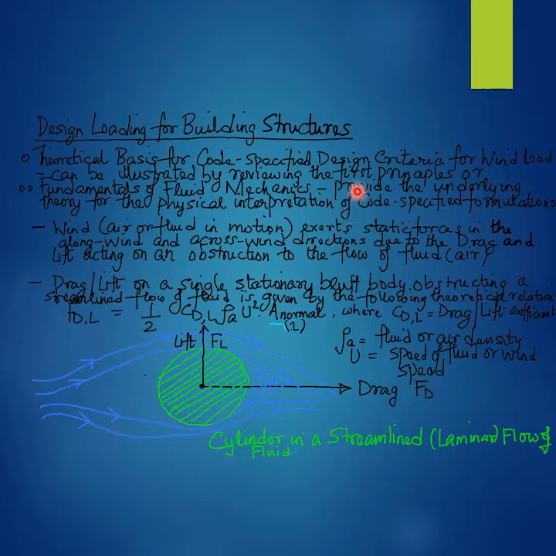One should attempt to derive the theoretical basis for the code specified design criteria for wind loads acting on building structures by starting from the first principles of fluid mechanics, that is the fundamentals of fluid mechanics, and then perhaps the boundary layer flow at a later stage.